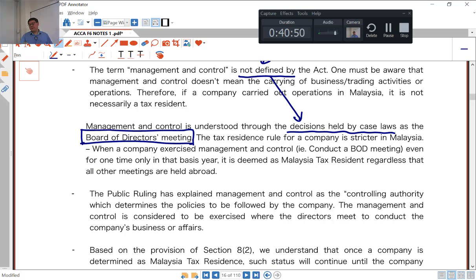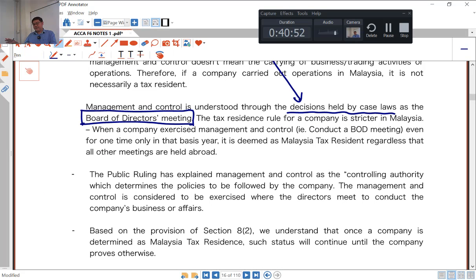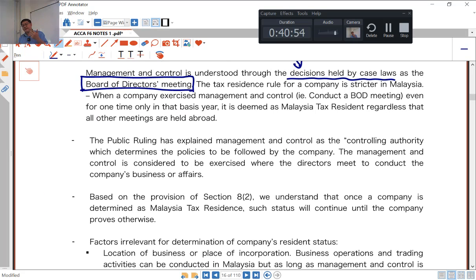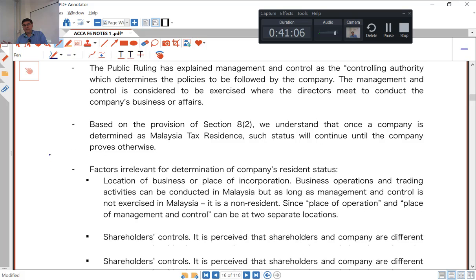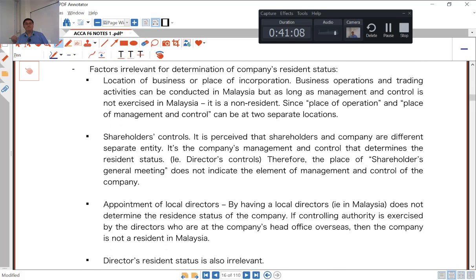Now, they will base it on the board of directors meeting, and our law is very simple. You just need to exercise it once, and then your status remains. You're assumed to be resident thereafter, okay? So that is how we decide whether a company is resident or not. Just the place of board of directors meeting, okay?